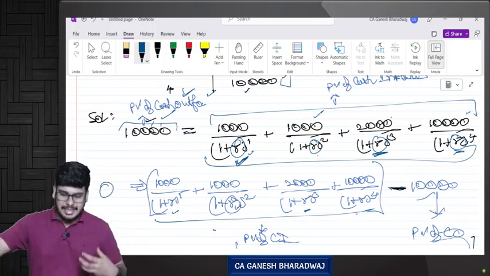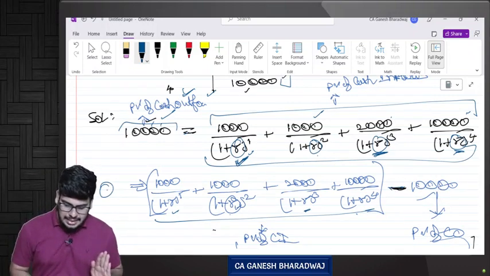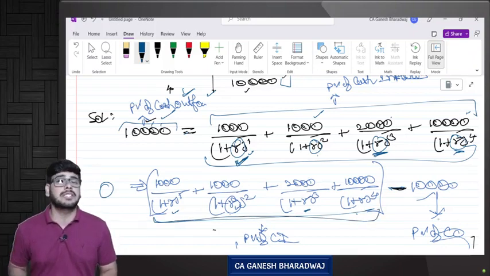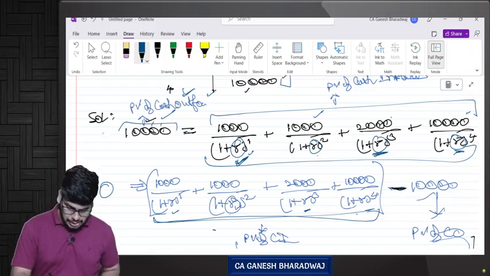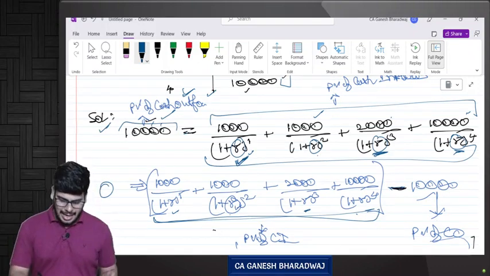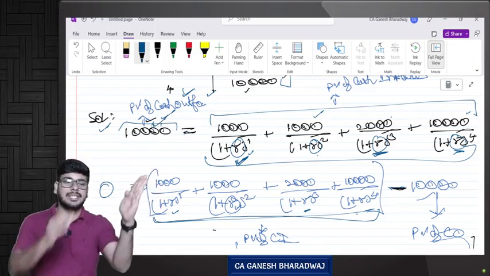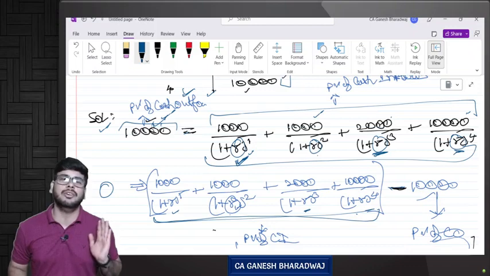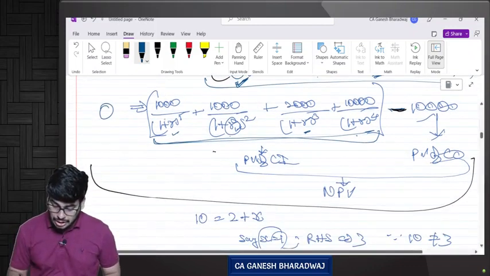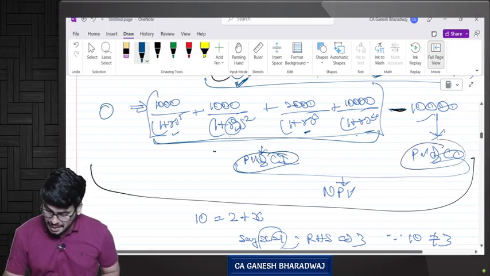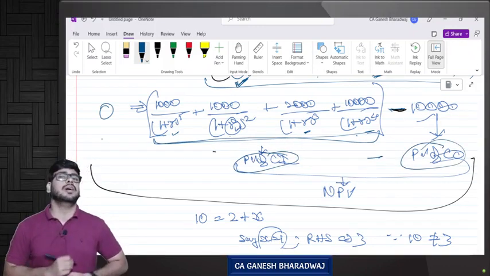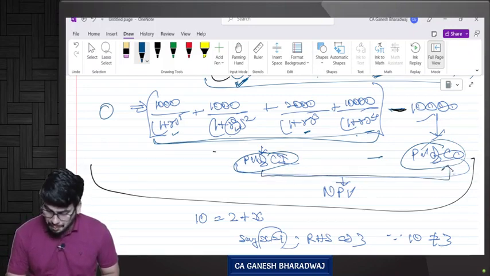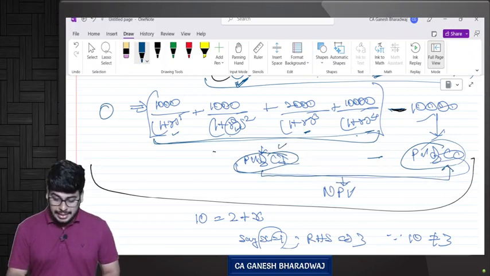So reframing this entire equation, simple mathematics, can I say 0 is equal to the present value of cash inflow minus 10,000, which is the present value of cash outflow. Correct or not? So first we framed this cash flow equation. I am just taking this 10,000 which is on the LHS to the RHS, so it becomes minus 10,000. So here it is present value of cash inflow minus present value of cash outflow is equal to 0. Now all these things are present values only.